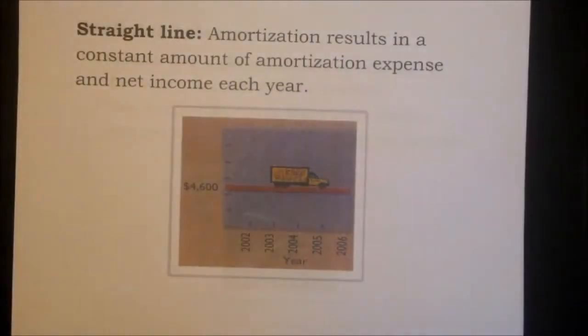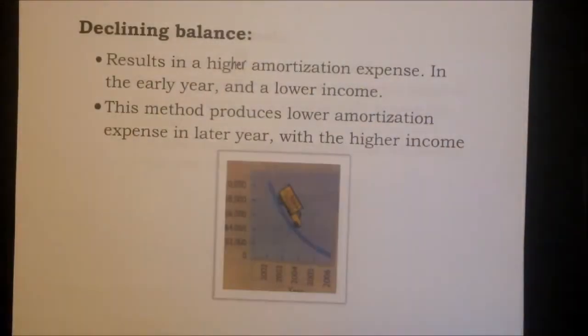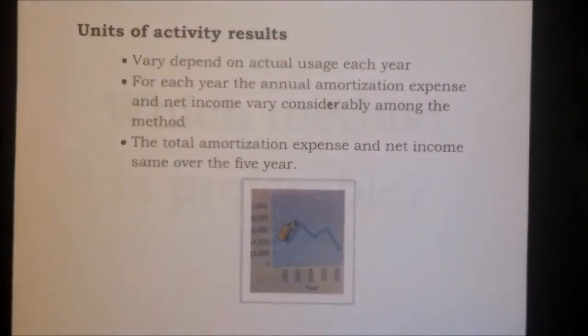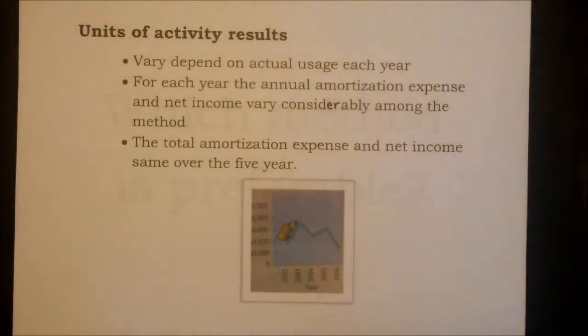Straight line amortization results in a constant amount of amortization expense and net income each year. Declining balance results in a higher amortization expense in the early years and a lower income. This method produces lower amortization expense in later years with higher income. Units of activity results depend on actual usage each year. For each year, the annual amortization expense and net income vary considerably among the methods. The total amortization expense and net income are the same over the 5 years.